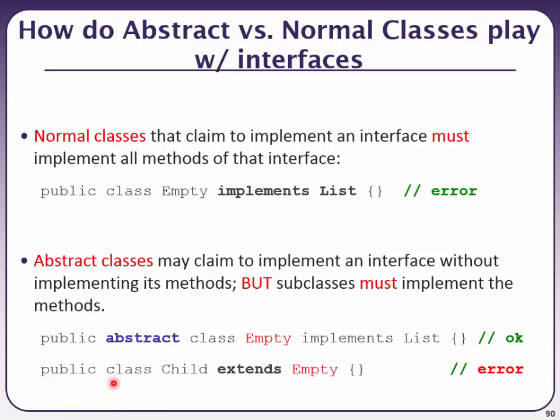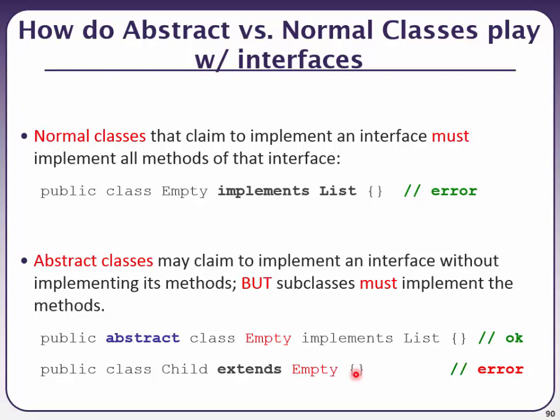So when I have a public class Child that extends Empty, the abstract class, this one is going to have to implement the methods. And guess what? If it does not implement the methods, if it's an empty class or is missing some of the methods, then Java is going to complain because this time it's a class. So it's meant to be able to create objects, but I cannot create objects if I'm missing some methods.